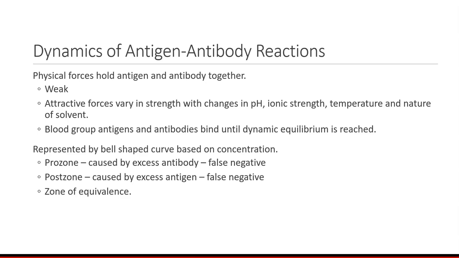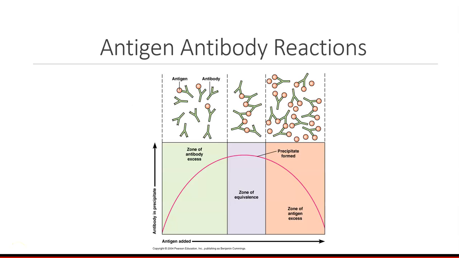What we're shooting for every day in the transfusion service is that we reach a zone of equivalence where there's just enough antibody, just enough antigen to combine together to give us a visible reaction. This picture nicely illustrates that curve we were talking about. On the left-hand side, we have the zone of antibody excess, which is prozone. There is so much antibody that it will bind to an antigen over here, it will bind to an antigen over there, but they're not in close enough proximity that we get the lattice formation.